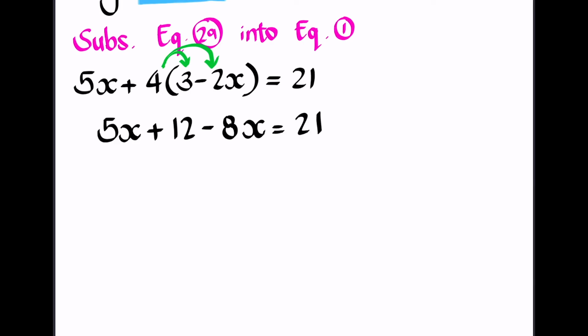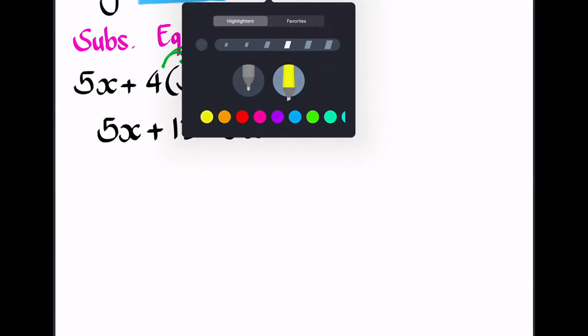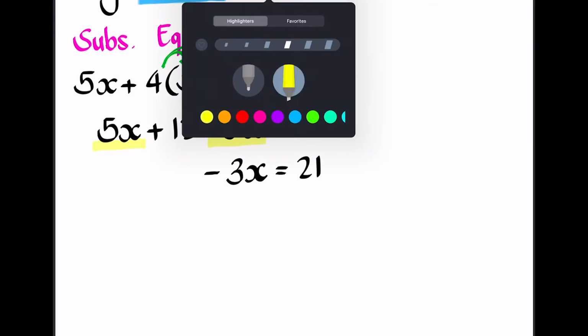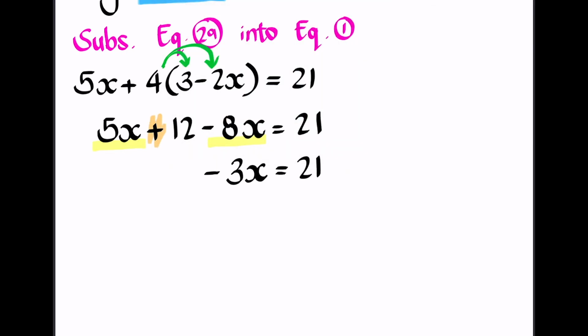Now I'm going to collect my like terms. So I have 5x minus 8x. So 5x minus 8x is negative 3x. Equal to, the 21 stays the same, stays positive. The positive 12, when it goes across, now becomes negative 12. So now I have minus 3x equal to 21 minus 12, which is 9.